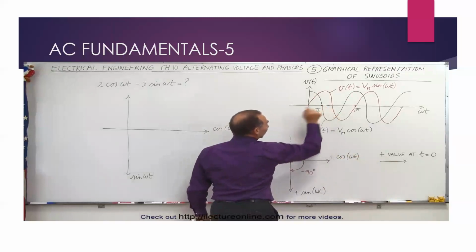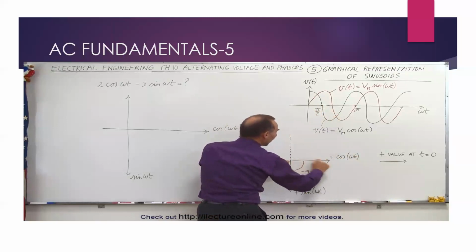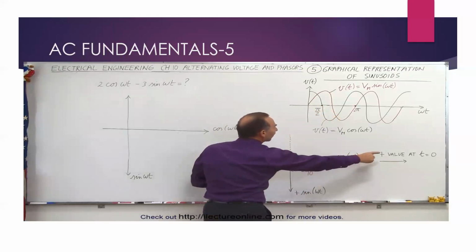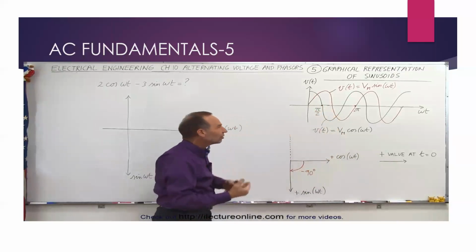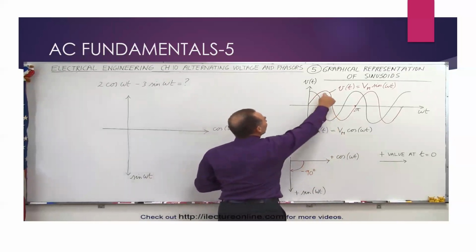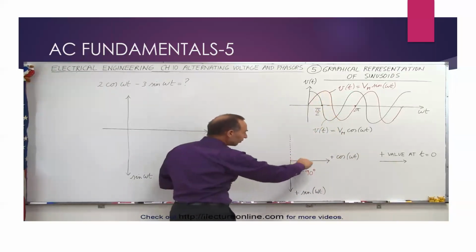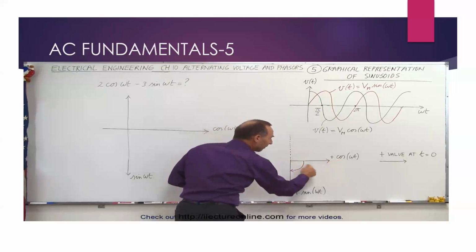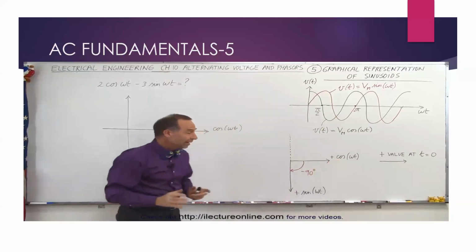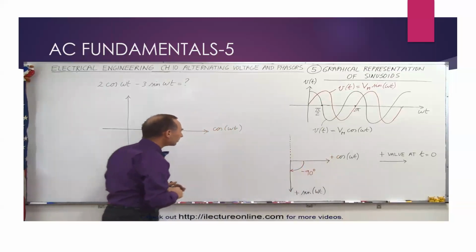That means the cosine function will be 0, and the sine function will now have rotated out here, and it will have its maximum value after 90 degrees have gone by. In other words, when omega t has increased by 90 degrees or pi over 2, the sine is at its maximum value. So you can see that the sine function lags the cosine function by 90 degrees. That's what we say: the sine function lags the cosine function by 90 degrees.